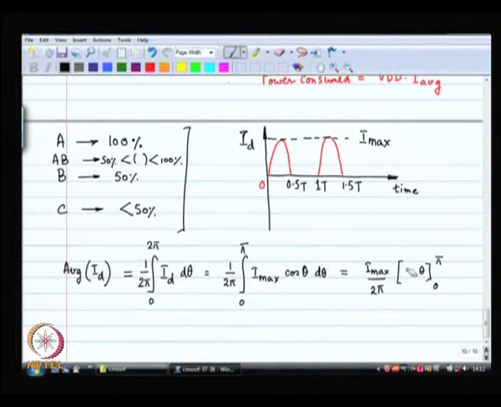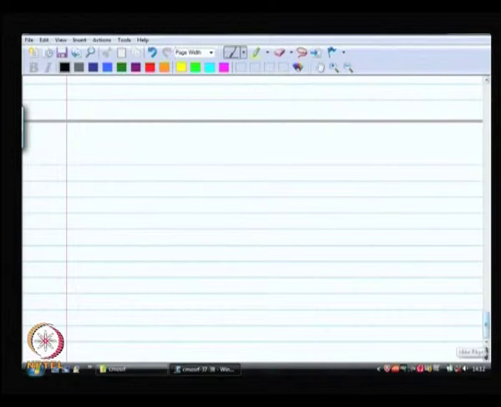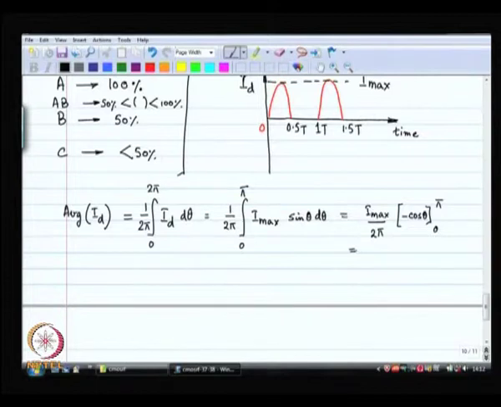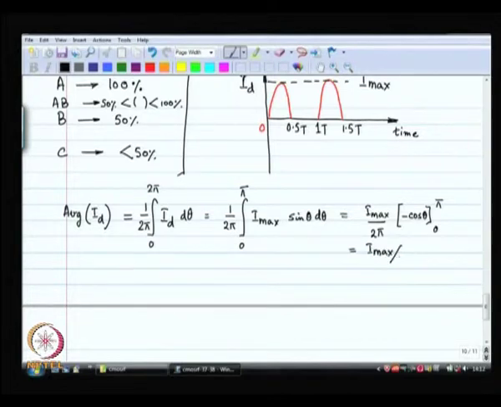Integral of cos is sine. Oh, we have a problem here, it is not cos. The waveform that I have drawn is not a cosine, it is a sine. So, integral of sine theta is minus cos theta, and we go from 0 to pi. So, cos pi is minus 1. So, minus of minus 1 is plus 1 and cos 0 is 1. So, minus of minus 1 minus minus 1. So, that is 2. So, my average current is I max by pi.